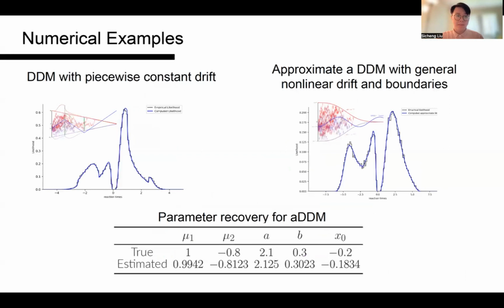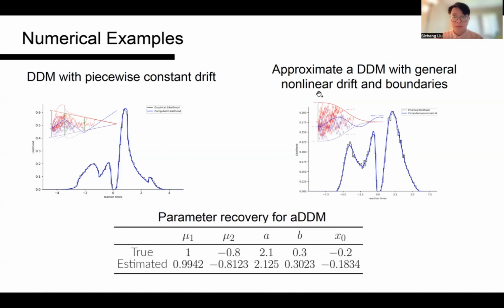Here we show some numerical examples. The first example is a drift diffusion model with piecewise constant drift. Here, it is different from the attentional drift diffusion model in the sense that all trials share the same piecewise constant drift, and the boundary is a linear collapsing boundary. In this figure, we can show that despite the likelihood of this process being very complicated, we are still able to capture its shape, as it fits quite well with the Monte Carlo estimates shown in the histogram.